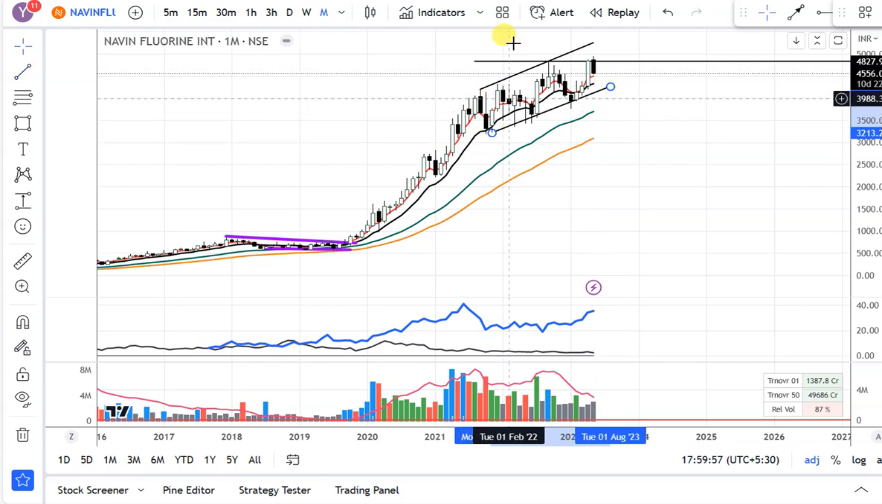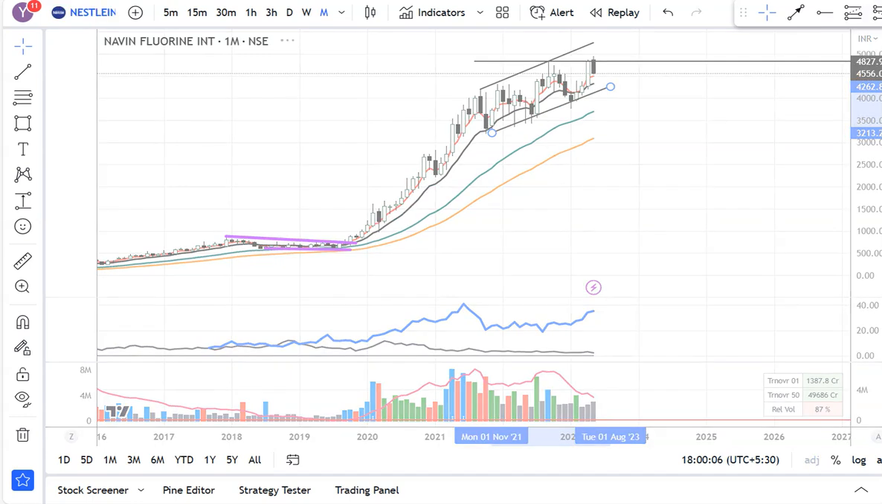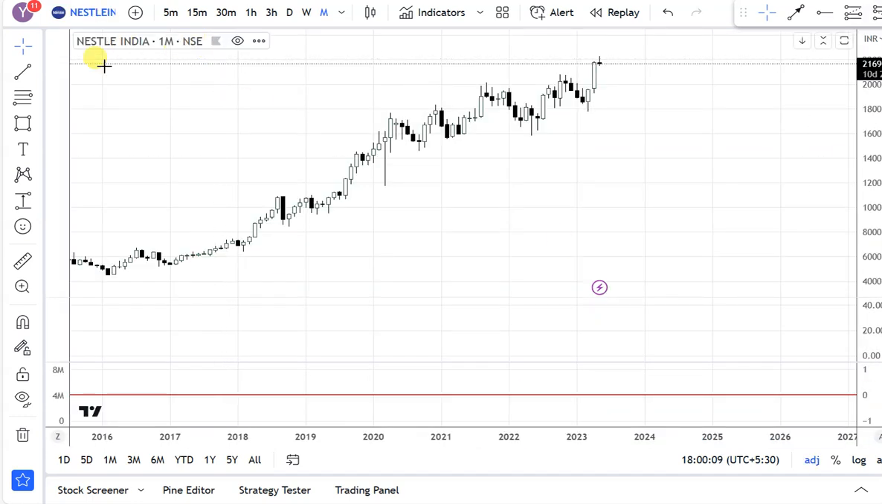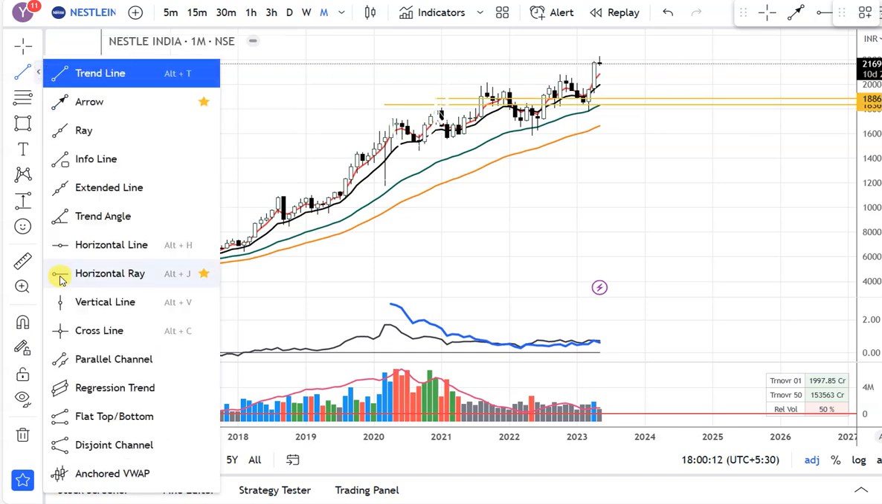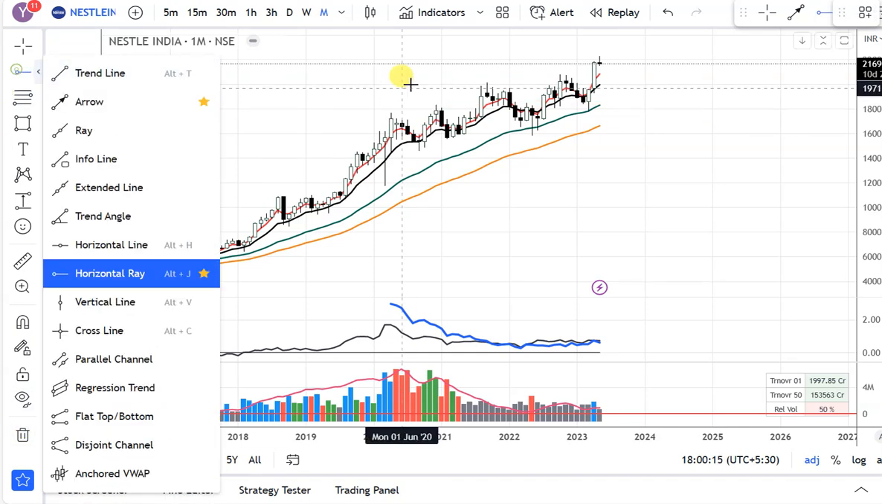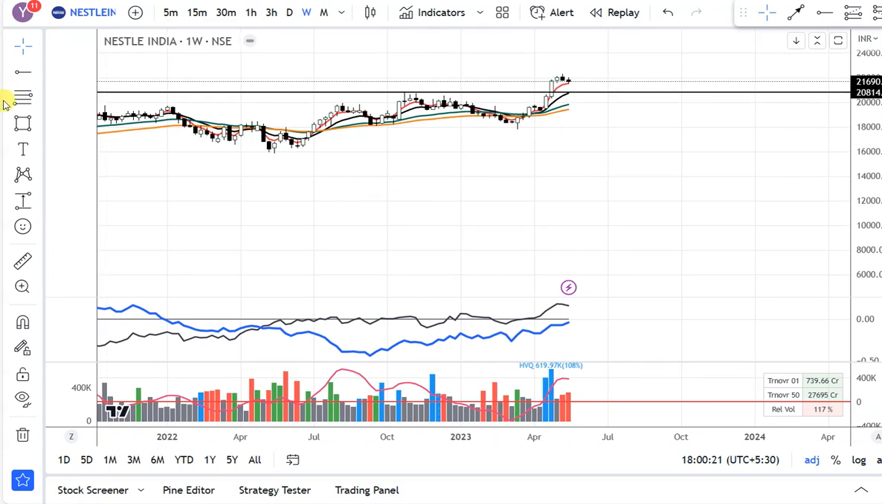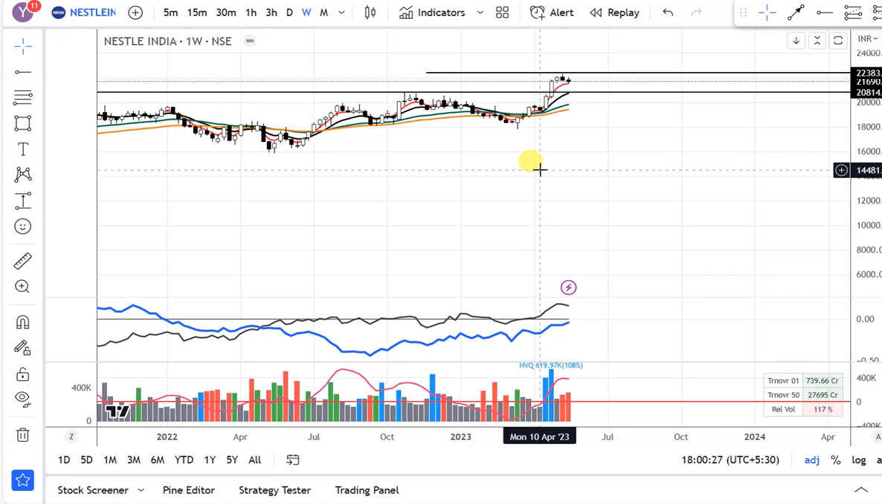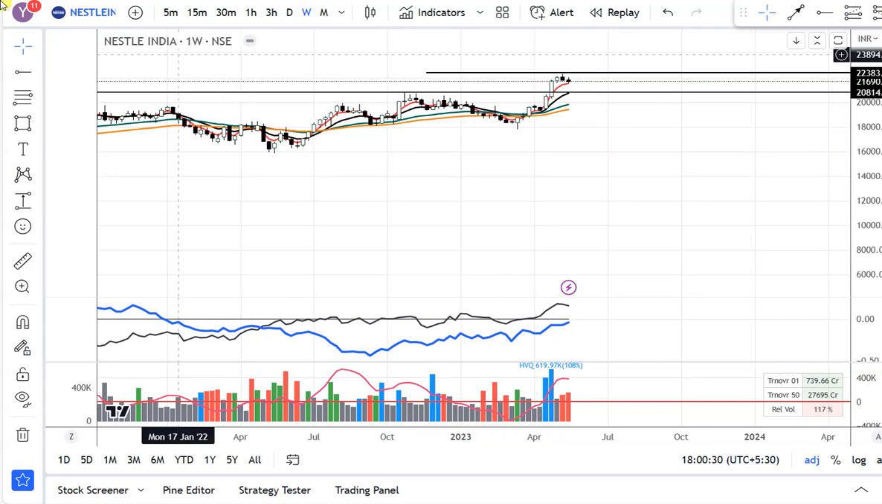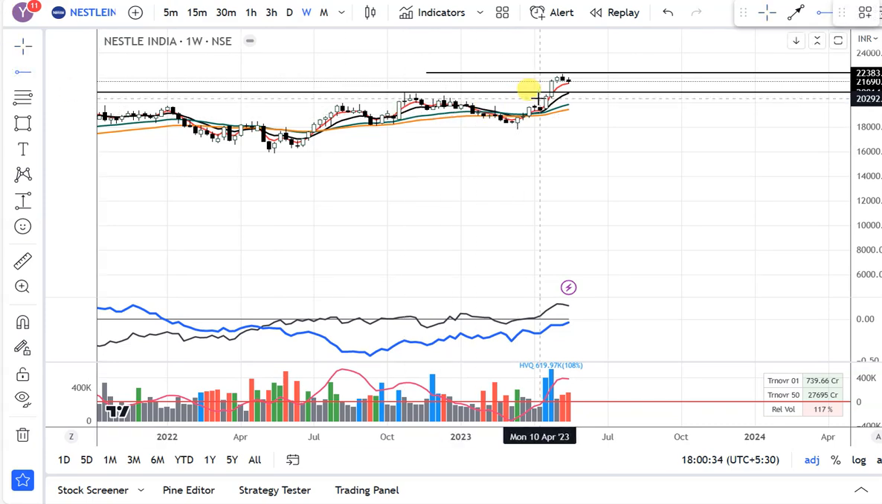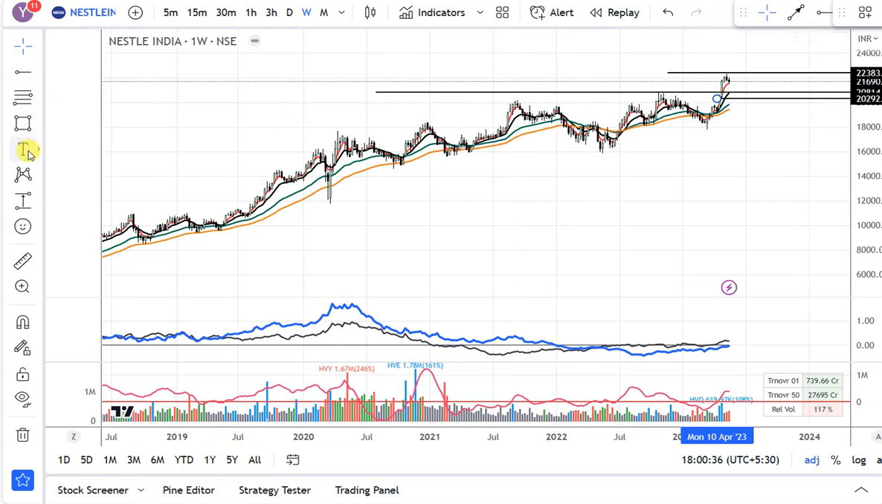Nestle India. Okay, Nestle India has done something interesting out here. Nestle India has given us a breakout on the monthly time frame. Let us mark this strength area. So for Nestle India, about 22,390 rupees looks like strength. Weakness is below 20,290, and the stock has the potential to show us in the future the area of 26,740. Okay, guys.